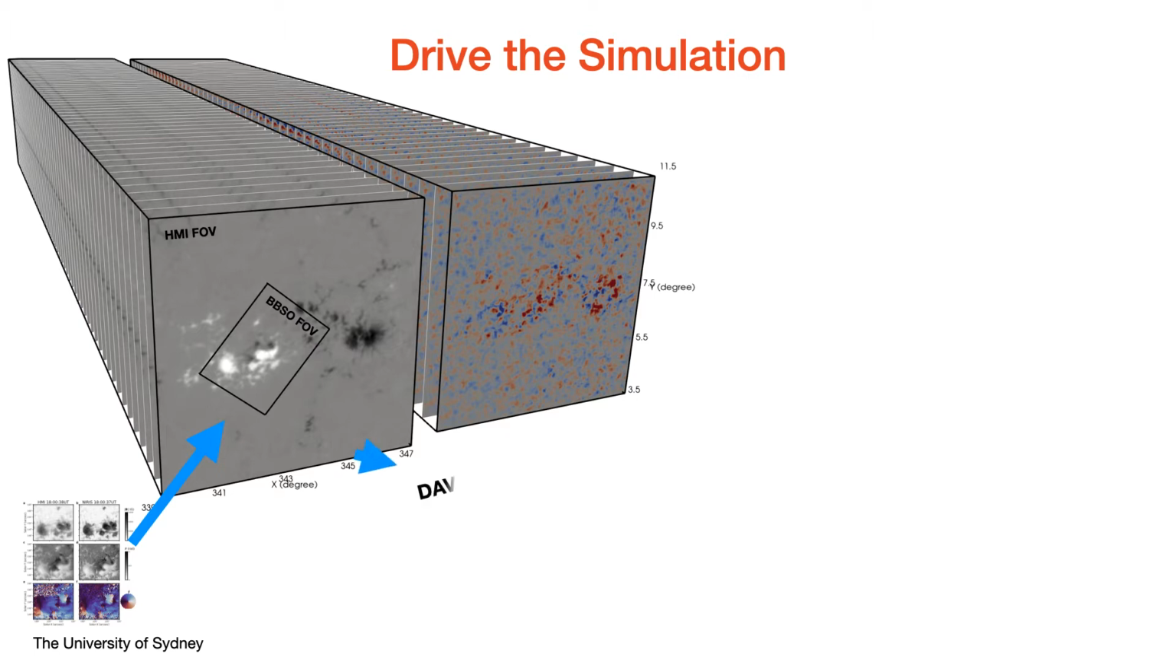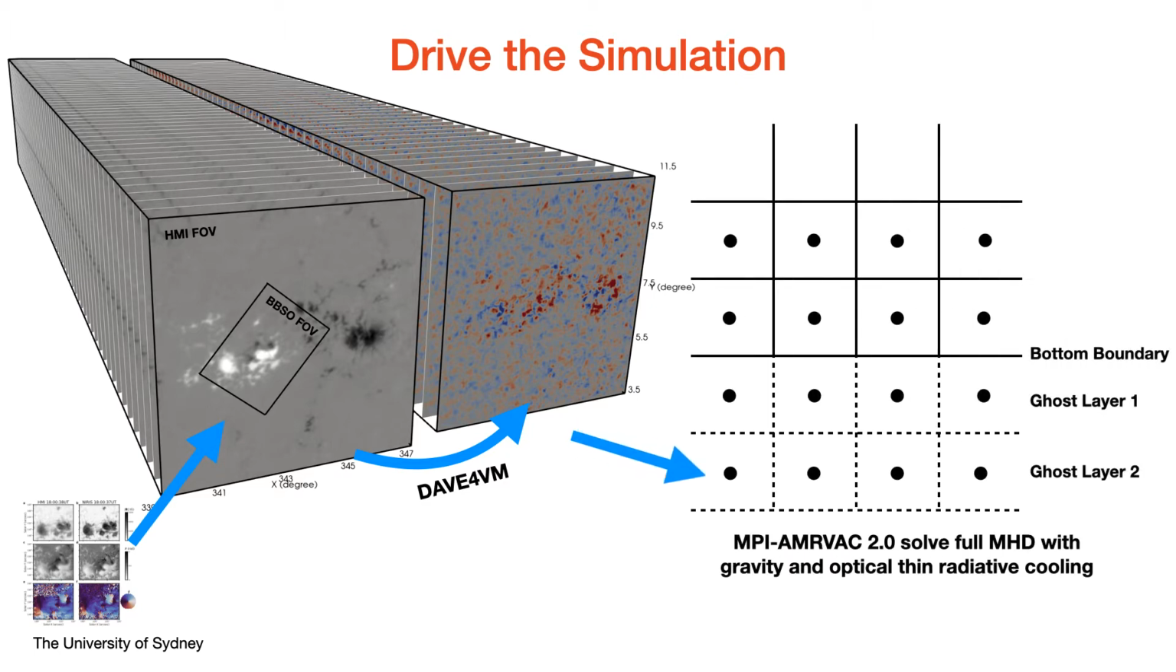Then the photospheric plasma flow is estimated by using the DAVE4VM technique. The magnetograms and the velocity field of the photosphere provide the bottom boundary conditions for the simulation. They are filled into the outer ghost layers. Then we used the open source simulation code MPI-AMRVAC 2.0 to solve the full MHD equations with gravity, optically thin radiative cooling and thermal conduction.